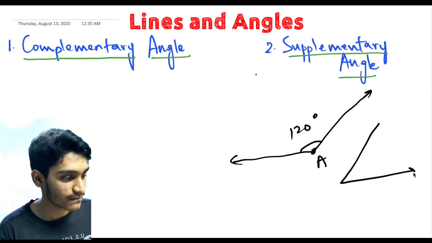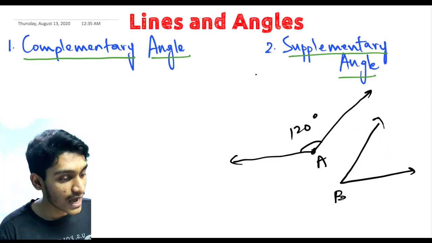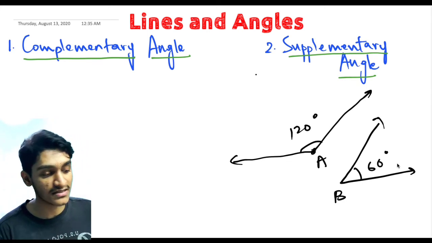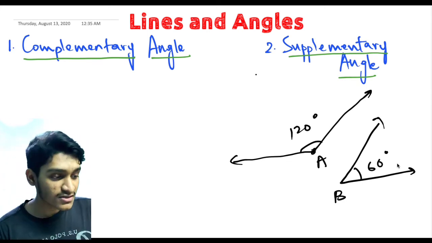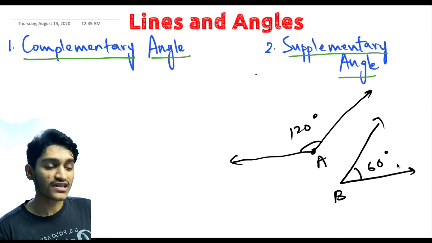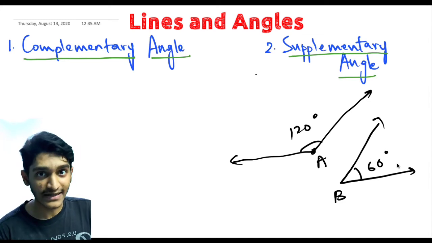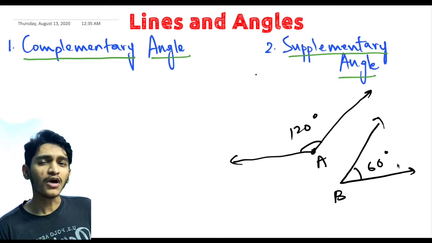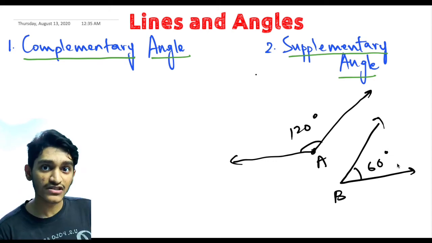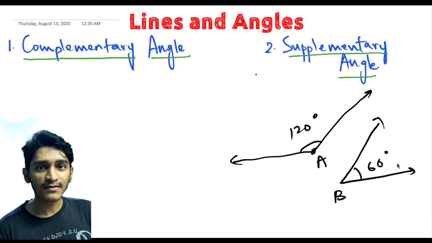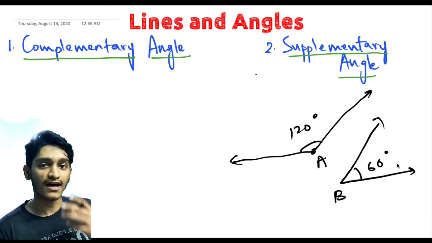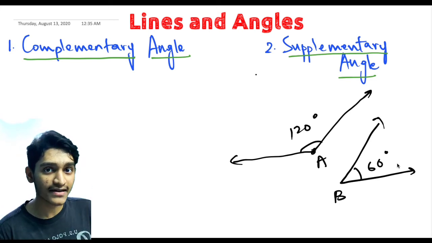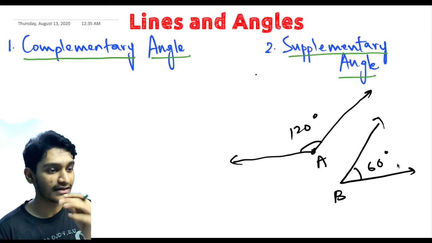something like this. This is my vertex B and this measures 60 degrees. Now when I add these two angles, I get 120 plus 60, which is 180 degrees. Hence these two are called supplementary angles. Now you can derive the definition. What are supplementary angles? Supplementary angles are a pair of angles which when added give us a total of 180 degrees.